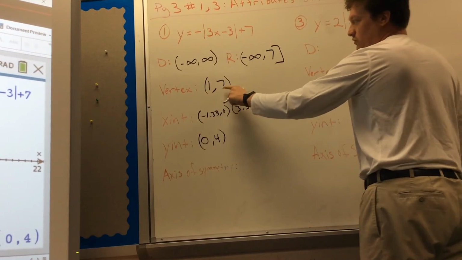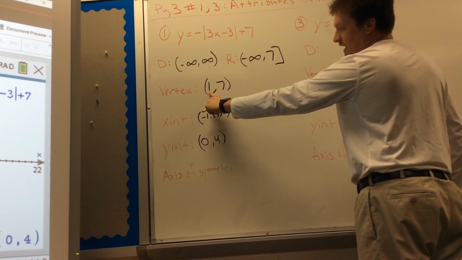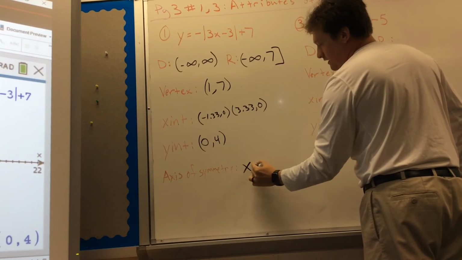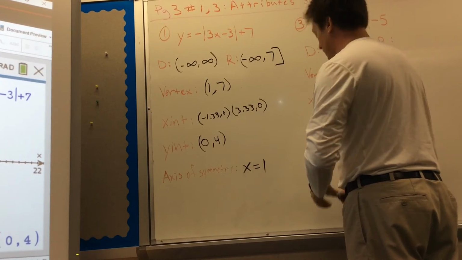From the vertex, the range comes from the y value. The axis of symmetry comes from the x value. So you need to write it as an equation. A vertical line is x equals 1. That takes care of question 1. Let's go ahead and go to question 3.